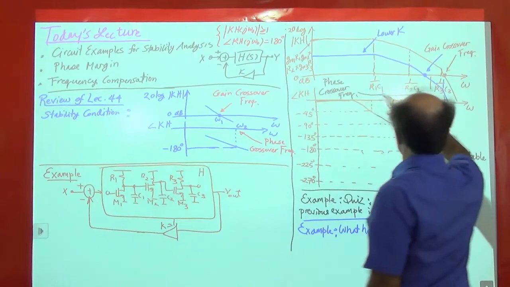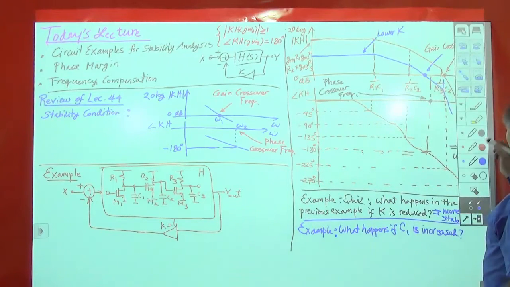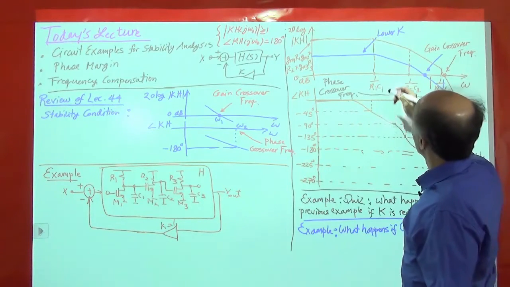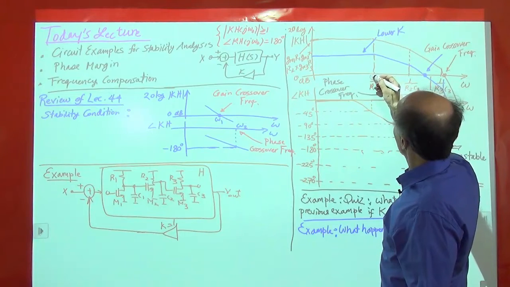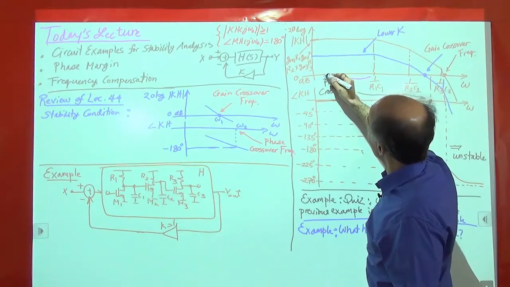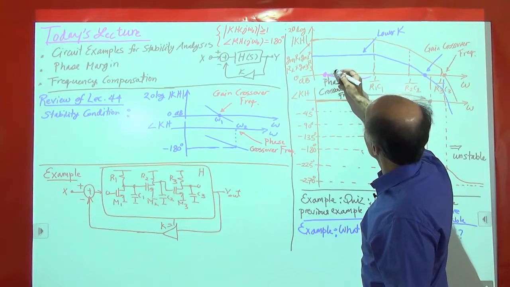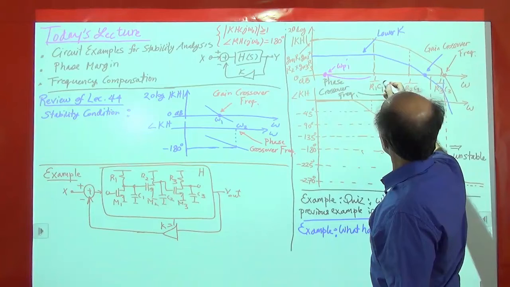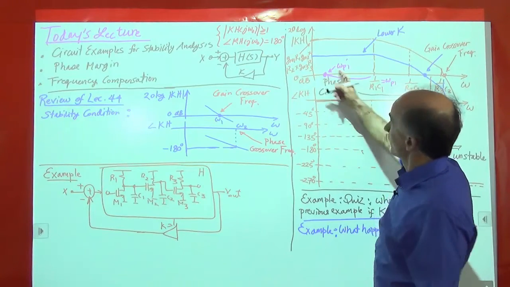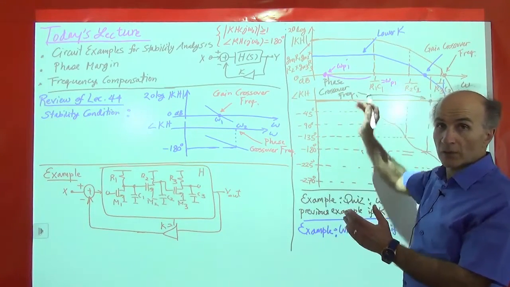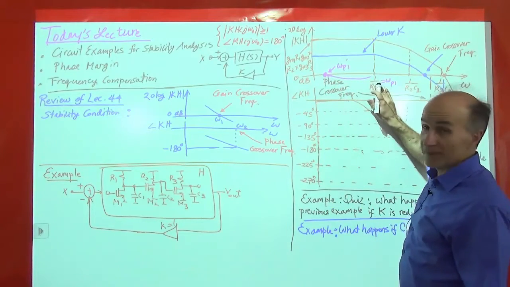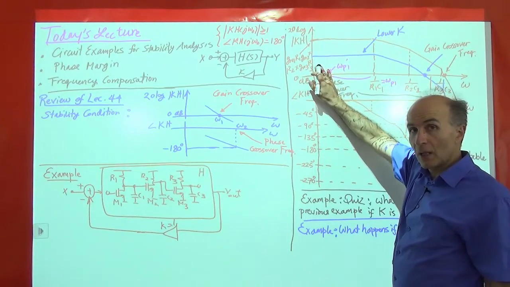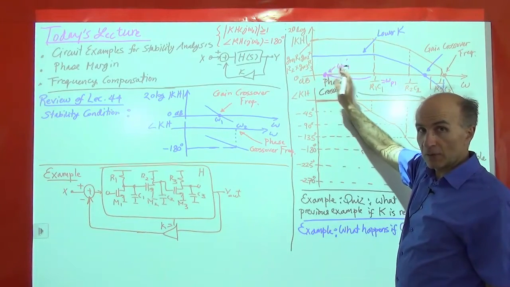So C1 is increased. I will change the color of my pen to maybe this color. So C1 has increased. So this pole has shifted to maybe over here. So we call this omega P1 prime. This is we call this omega P1. So omega P1 prime. We increase C1. So the first pole ended up here. You can see that I increased it a lot. So it's over here. So let's try to redraw the magnitude plot for this new situation.